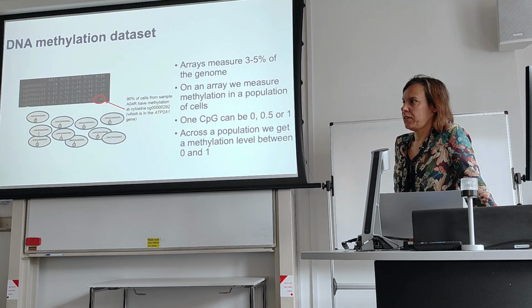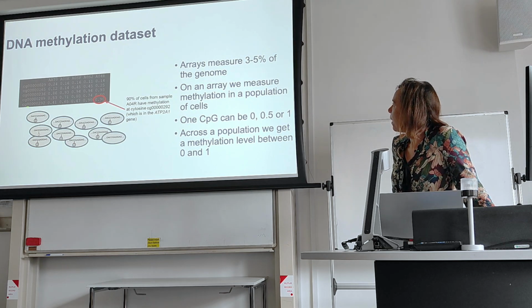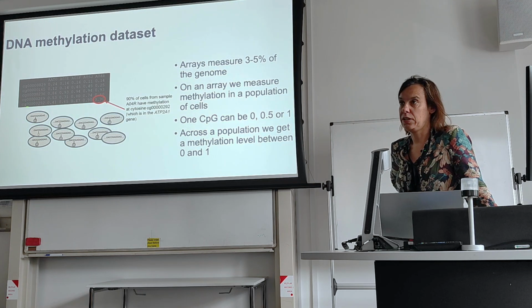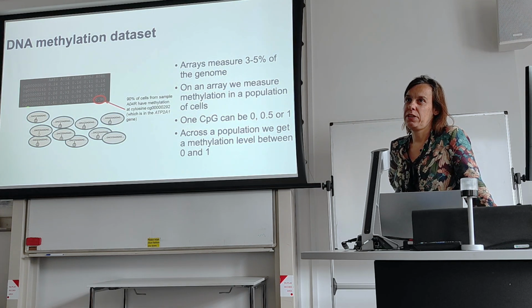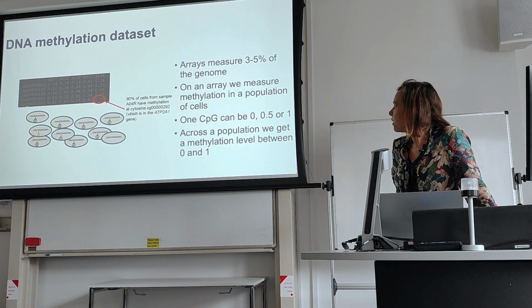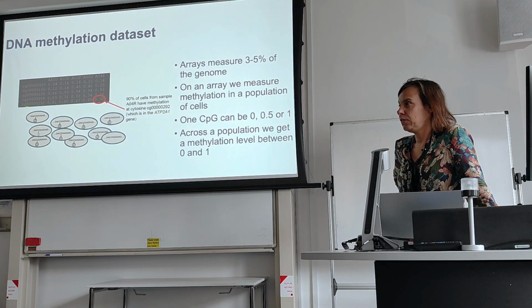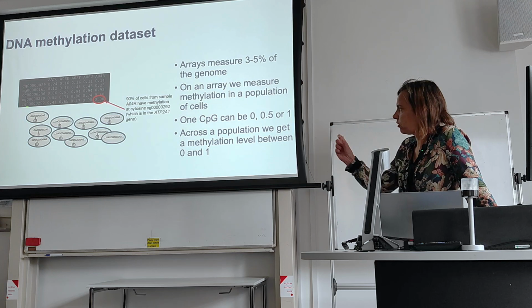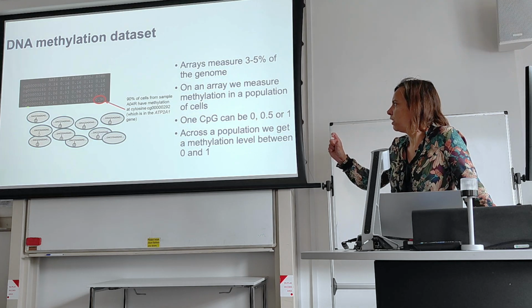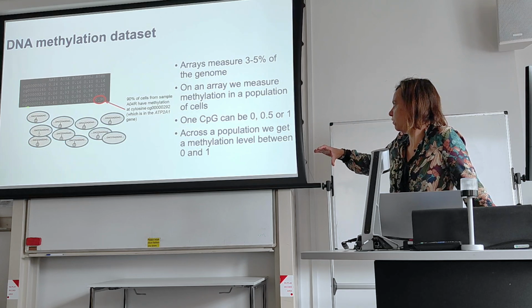So technically, how does it look in practice? You have those microarrays that can measure 3 to 5% of the genome, not all 28 million. There are typically around 800,000. And often we just measure methylation in blood cells. Obviously, your blood has a lot of cells, so in each cell it measures whether something is methylated or unmethylated, and then you can get a percentage of how much is methylated.